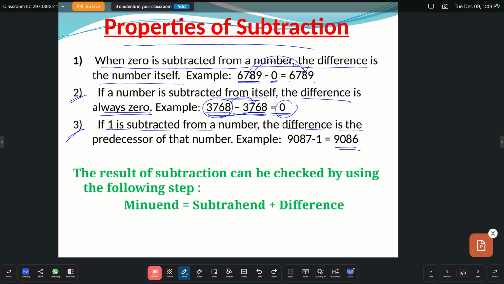There is a formula that you will always remember, okay? To check whether the difference that you have got is correct or not, you will remember this thing. What is this, beta? Minuend is equal to subtrahend plus difference. Okay, you will always remember this thing. Later we will do the questions on this and it will be clear to you.